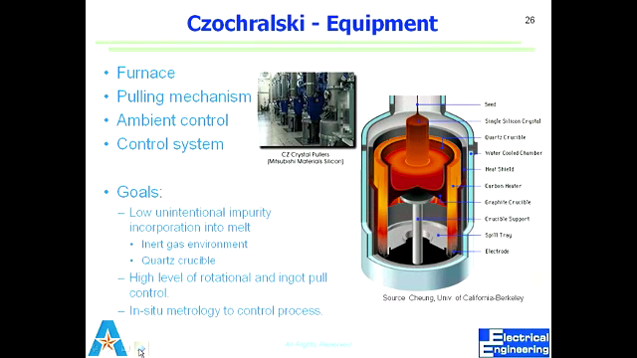The equipment consists of a furnace, a mechanism to pull it out, ambient control, and control on how fast you want to pull it out. These are different parts, but the essential requirement is we don't want any unintentional impurity into the melt. So we have inert gases and we use a quartz crucible. We also use in situ metrology to control the process. In situ is something that can measure the outcome of a process while it's happening.